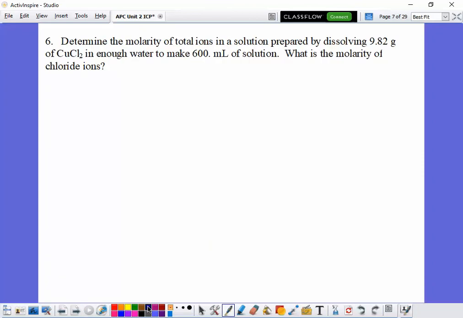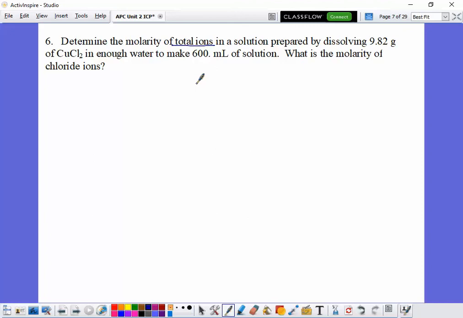Determine the molarity of total ions in a solution prepared by dissolving 9.82 grams of copper 2 chloride in enough water to make 600 milliliters of solution. And then, what is the molarity of chloride ions? So we're answering two questions here: the molarity of the total ions and the molarity of chloride ions.